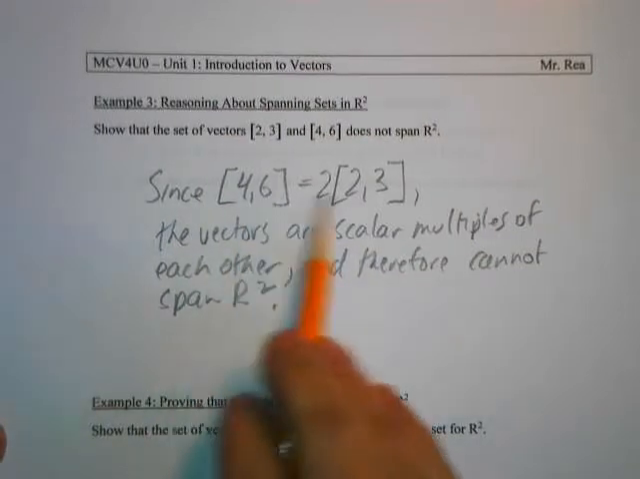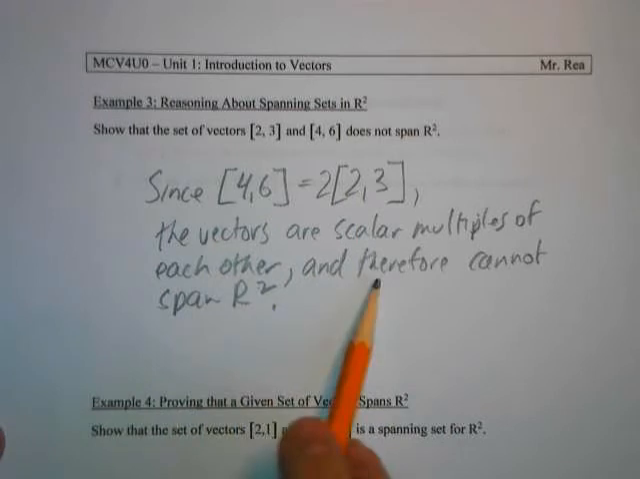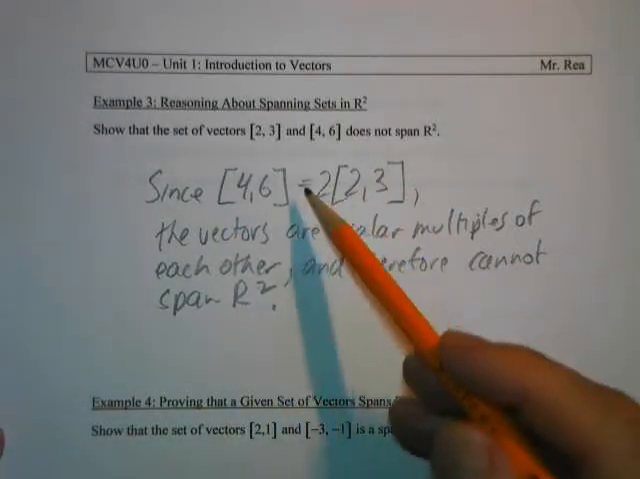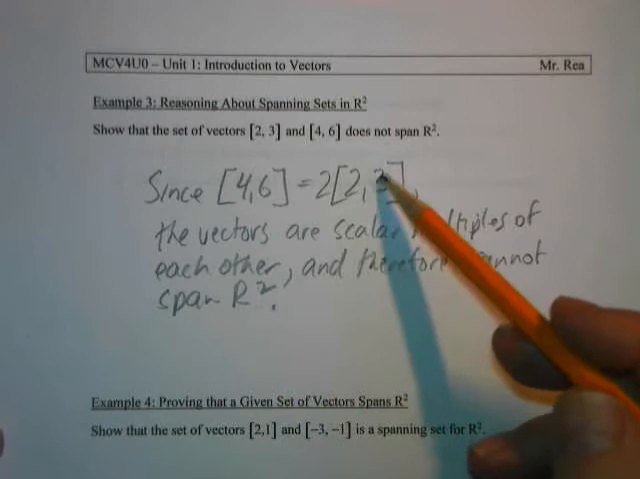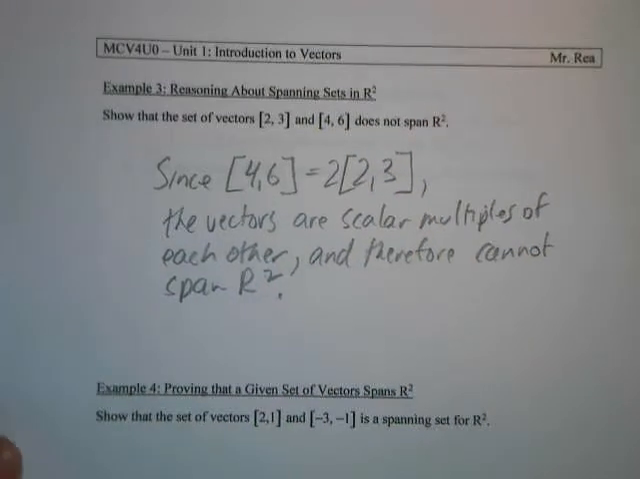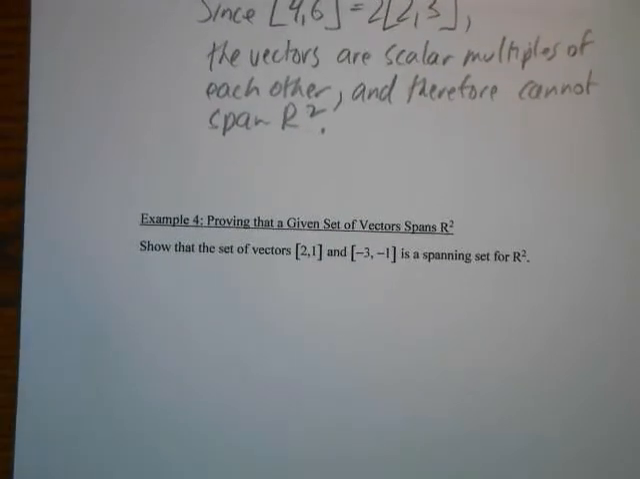Okay, if we couldn't show that they were scalar multiples, that would also prove that they do span R2. So that's the if and only if part of the statement. So if one thing is true, then the other thing is true. If one thing's false, the other thing is false. Okay, so that's a pretty quick little proof there.